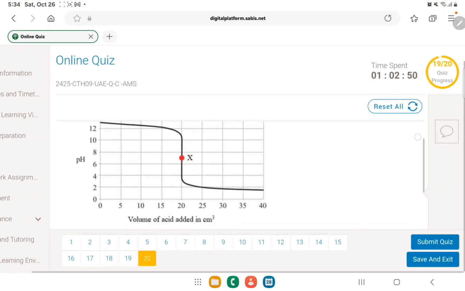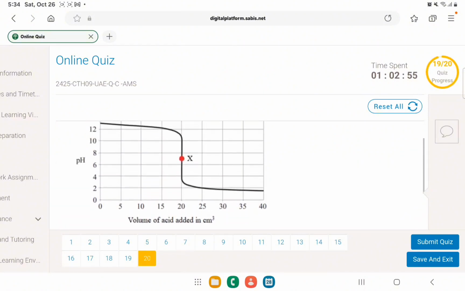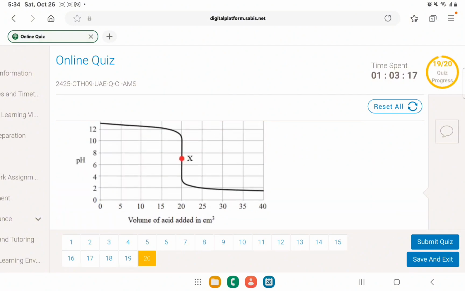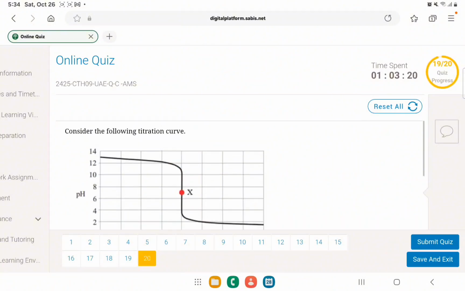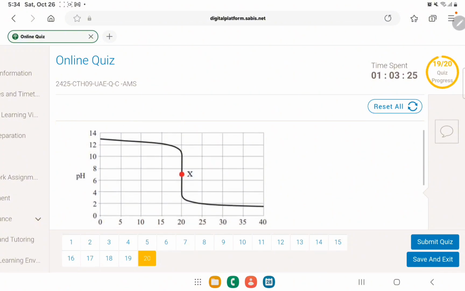Last question. Okay, so at point X, the number of moles of H plus added is, look here, just like a straight line, so it's equal to the number of OH present, and the pH changes drastically. Why? Because look, it used to be 14, or around 14, like 13, and then it went to 2. So it was basic and it became acidic. So it drastically changed.